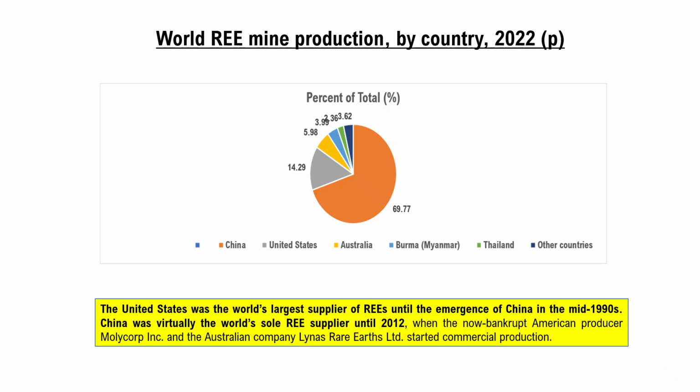The same data related to world mining production is shown here in the form of a pie chart. The red color indicates that China is the leading producer of REEs, consisting of 70%. Then come the United States, then Australia, then Myanmar, then Thailand, and finally the other countries.